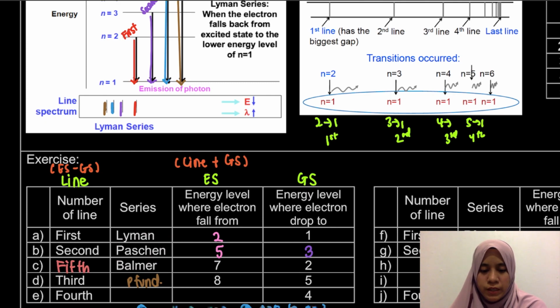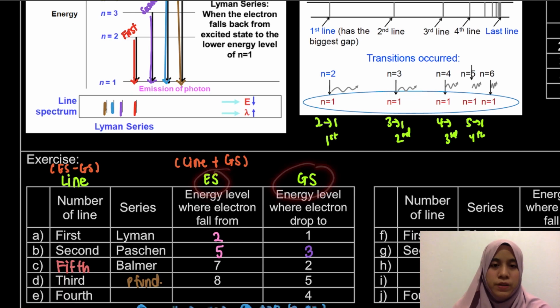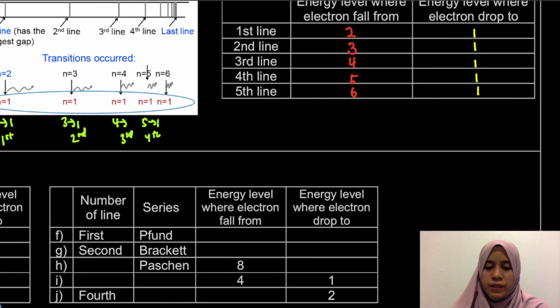So what are we going to learn next? Why do I mention this as important? Because later, in the examples we are going to look at, the question says calculate the energy of the second line of Balmer, or calculate the wavelength of the fourth line of Brackett series. So you must be able to know the excited state and the ground state.